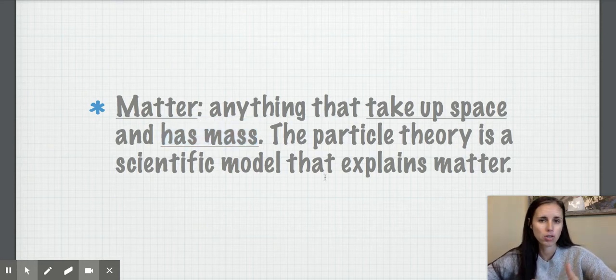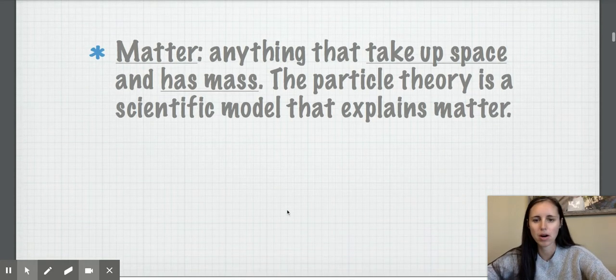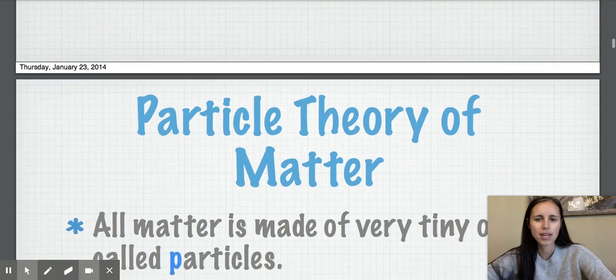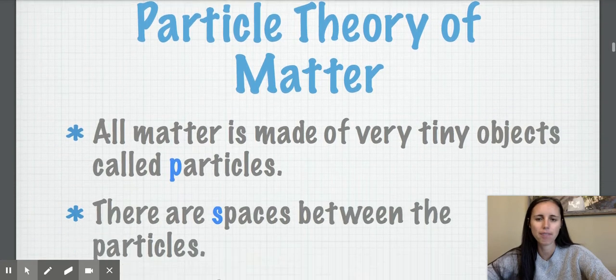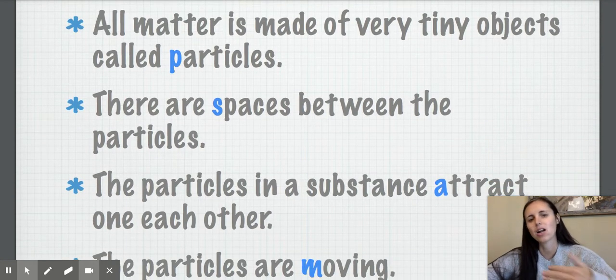The particle theory, that's what we're going to study today. The particle theory is the scientific model that explains matter. So essentially, it's rules that all matter must follow. So if something takes up space and has a mass, it's matter, and then that matter must follow the rules of particle theory. So let's dive right in and let's look at the particle theory of matter. So these are all points that all matter must follow. And in class, I'm actually going to use some demos to prove these to you.